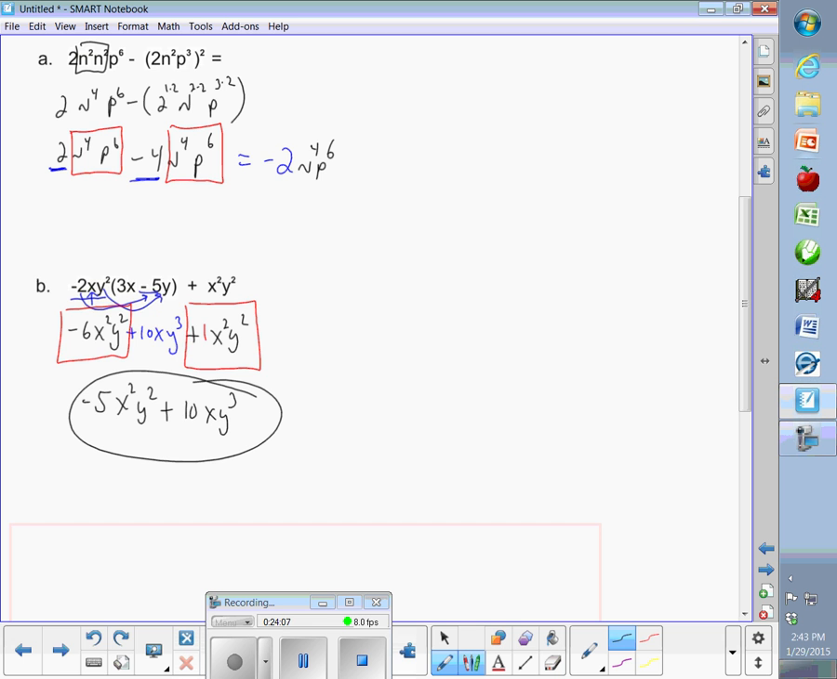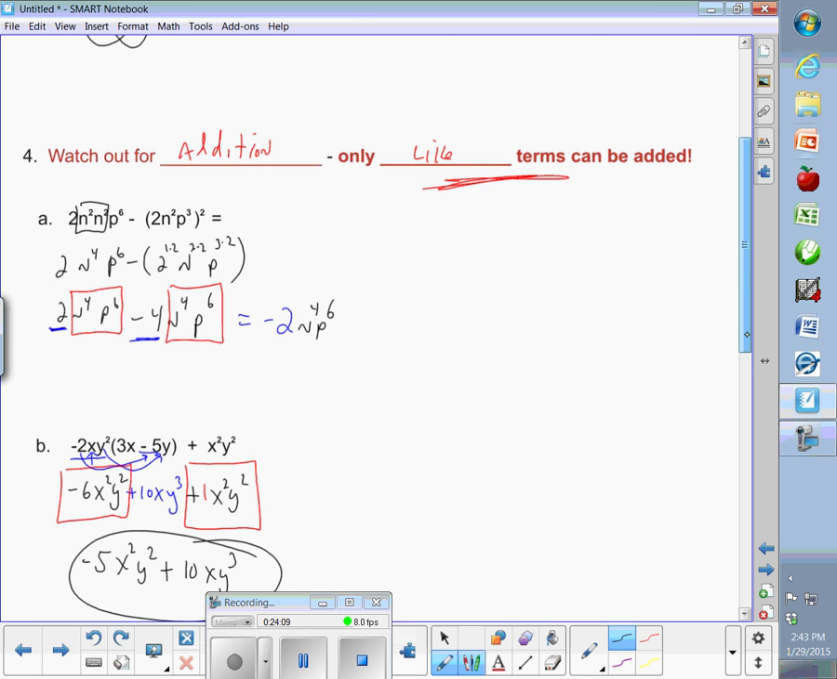All right, be careful in this type of problem. Don't mix up multiplication and addition. Watch out for addition. Only like terms can be added. Those are a little bit trickier, and you just got to pay attention to detail, and you'll be okay. All right, that's the lesson. I hope you do well with it.